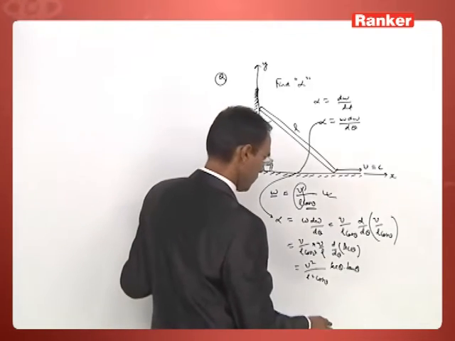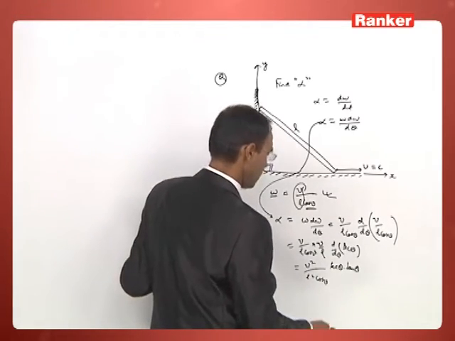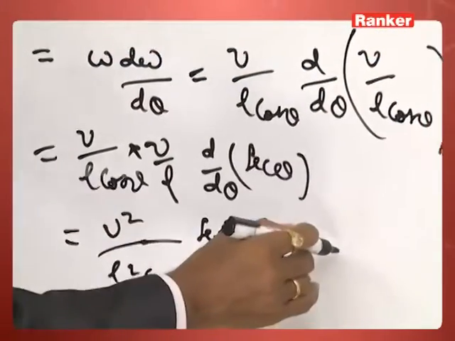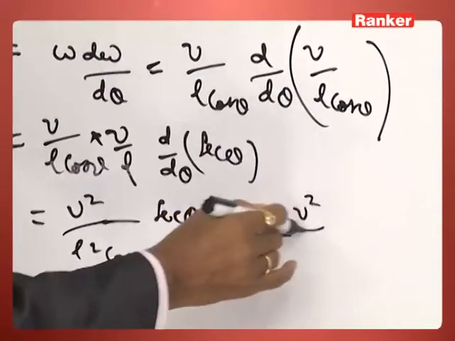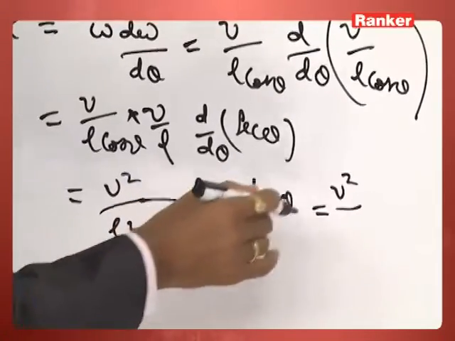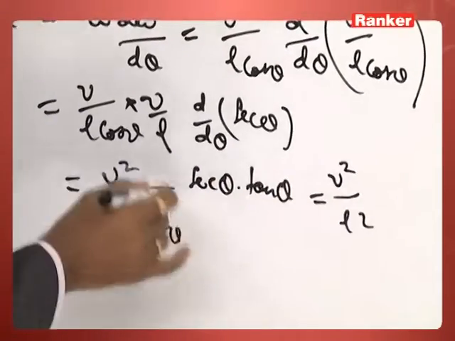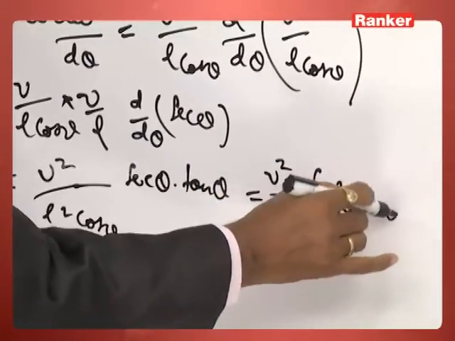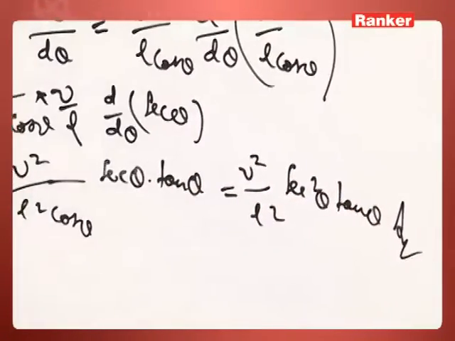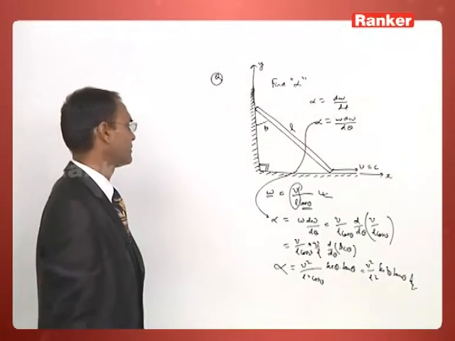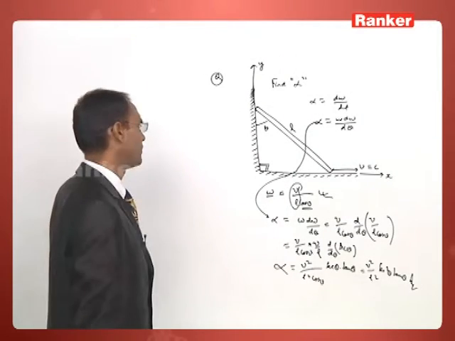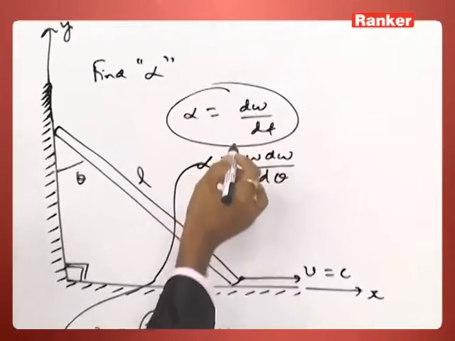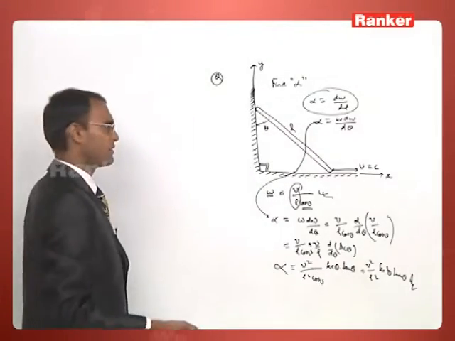If you want to convert it to sin or cos, that is possible, or if you want to keep it like this in terms of secant and tan, that's also possible. 1 by cos can be written as secant, so V square by L square, secant square theta tan theta, and so this is the angular acceleration as a function of theta. If you use this formula, also you can get the same answer.